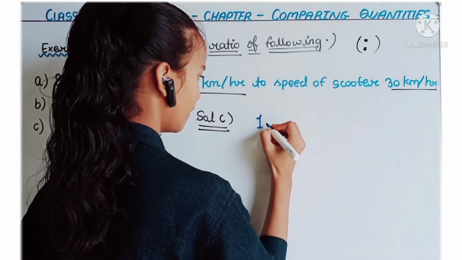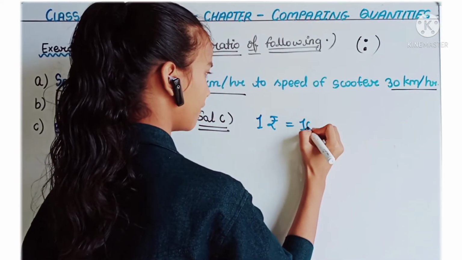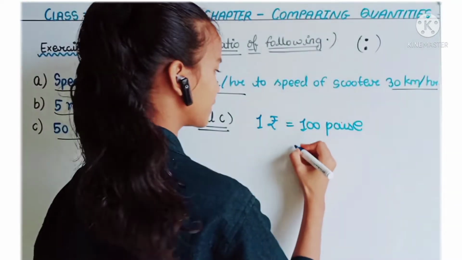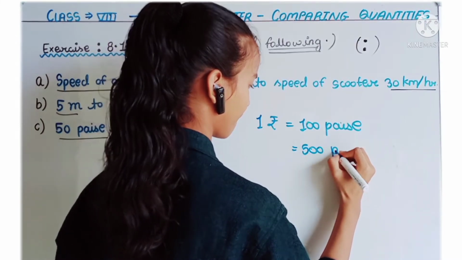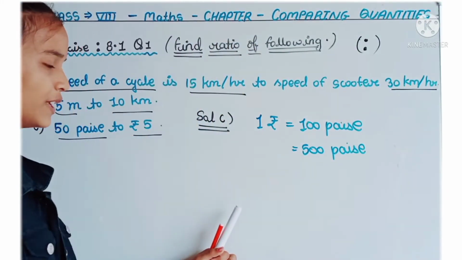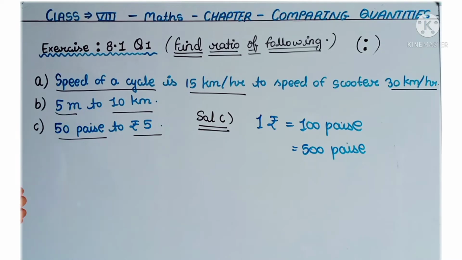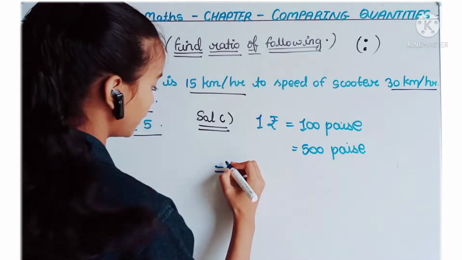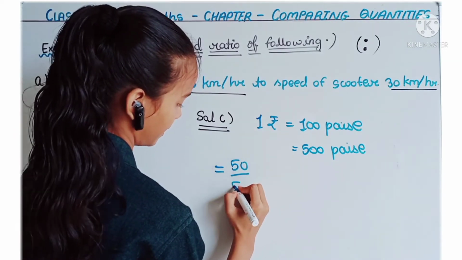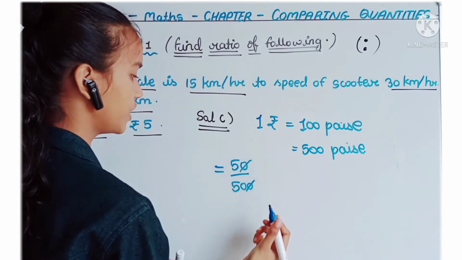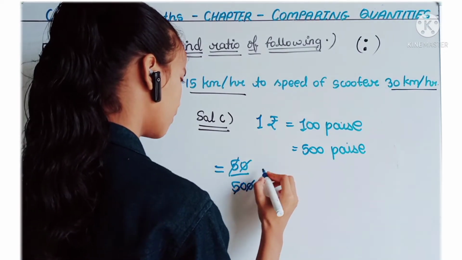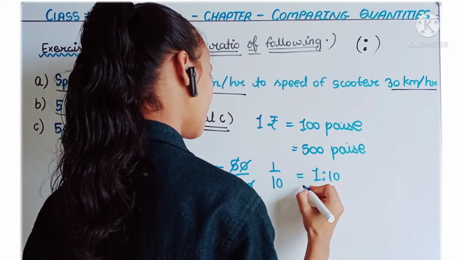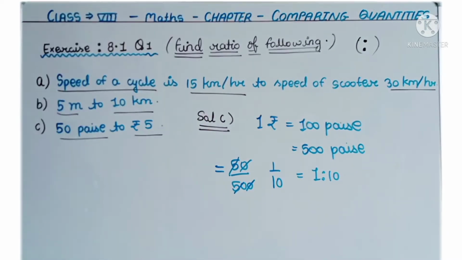1 rupee is equal to 100 paise, as we know. So now 5 rupees equals 500 paise. Right? We do it like this. Then after that we have got the same units. So now we will solve them by converting into a ratio. So we get 50 upon 500. Cancelling the 0s, now 5 upon 50, then 1 upon 10. So what we get as the answer is 1:10, the answer of the last part of this question.